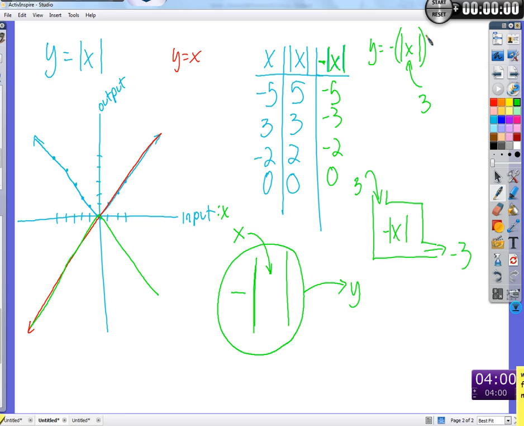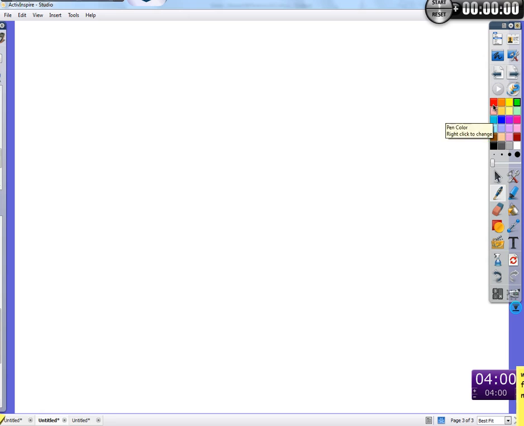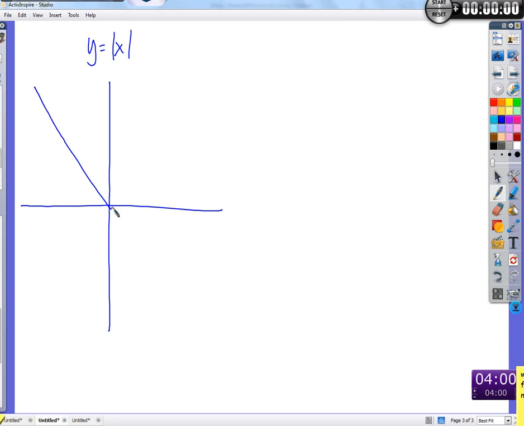Let's do some other things. Let's change this function in some other ways and see how it affects the shape. Okay? And we'll get another page because we're running out of room here. So we'll just put y equals absolute value of x. Just like that. Looks something like this. Okay. We did negative. That flipped it over the x-axis. Let's see what this might do.